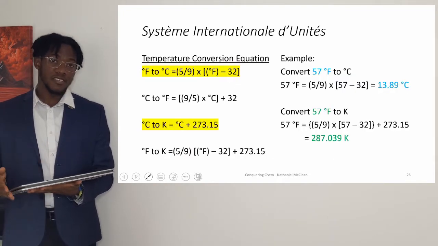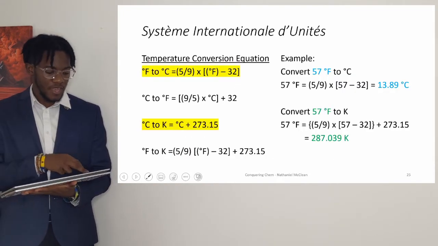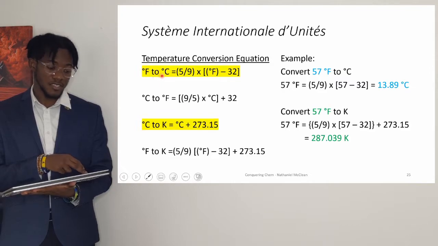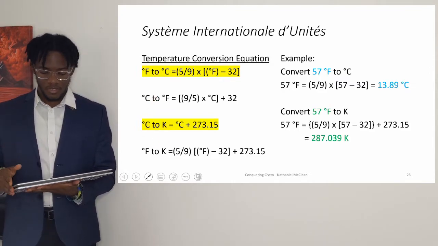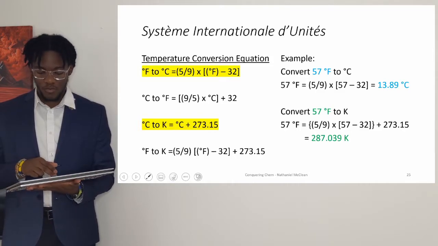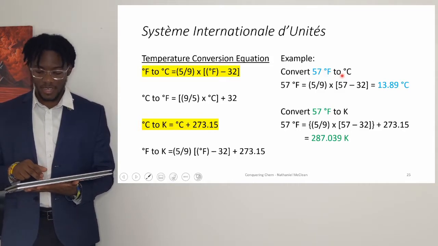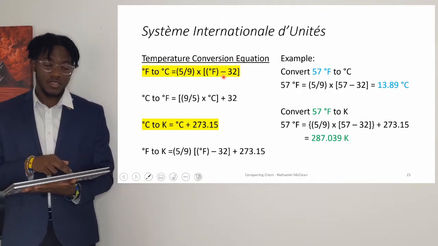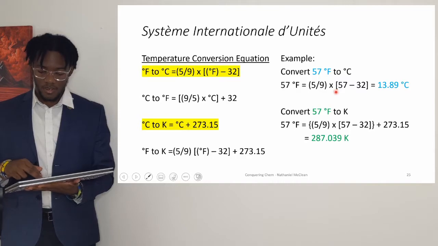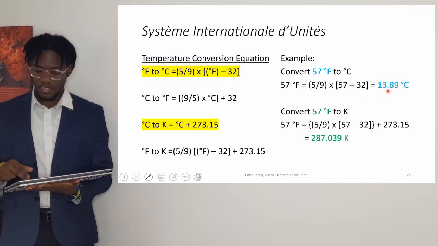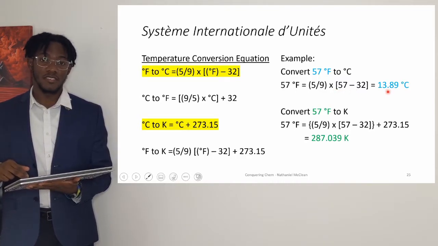And for the sake of facilitating that, I have the conversion factors here to move from Fahrenheit to Celsius and from Celsius to Kelvin and all the in-between to help you. So looking at an example, if we want to move from 57 degrees Fahrenheit to Celsius, we follow the equation on the left, 5 divided by 9 times the Fahrenheit minus 32, which would give us 13.89 degrees Celsius.